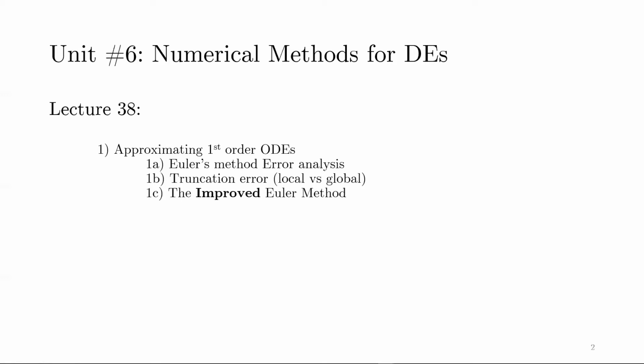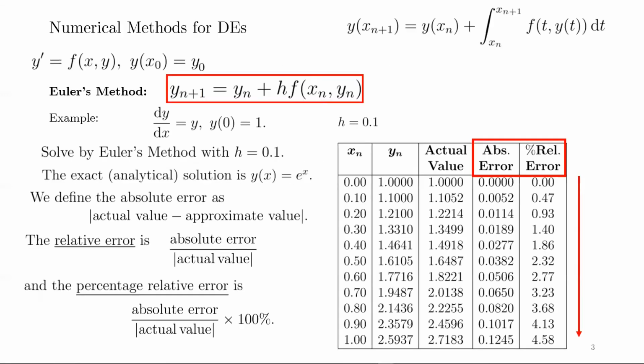Just a reminder from yesterday's class, we had something called Euler's method, which said that y at n plus 1, remember we divided up our domain into discrete points, so y evaluated at x n plus 1 is equal to y evaluated at x n, plus h times the function, the right-hand side of the differential equation, evaluated at x n, y n.